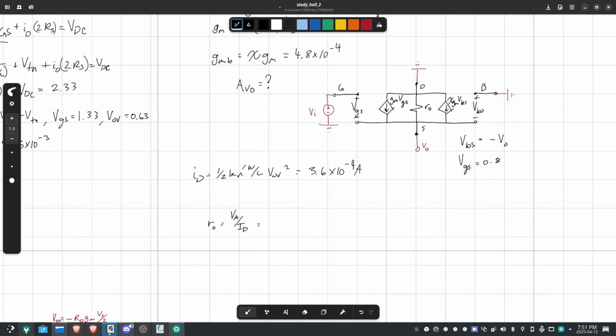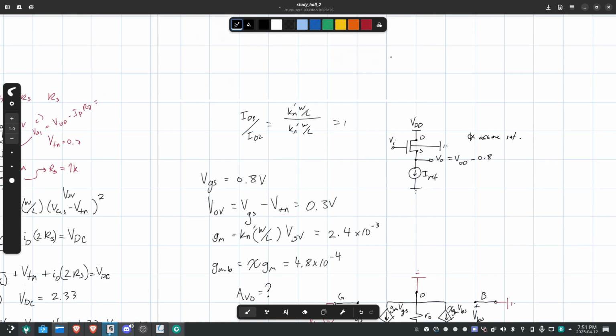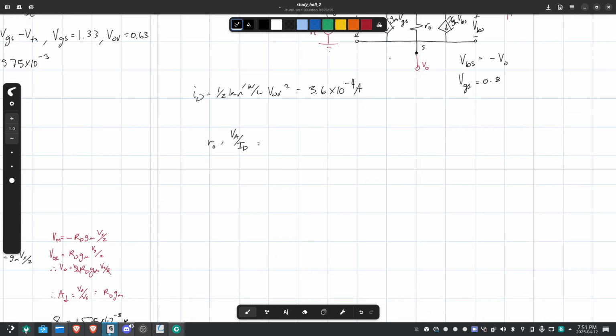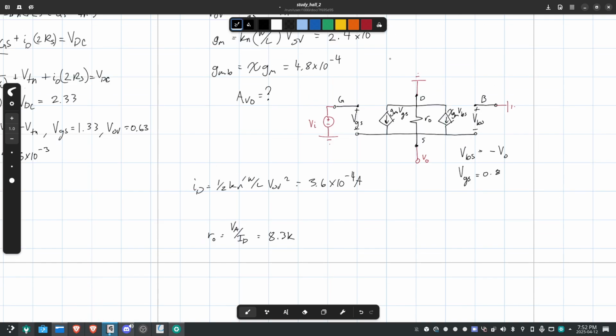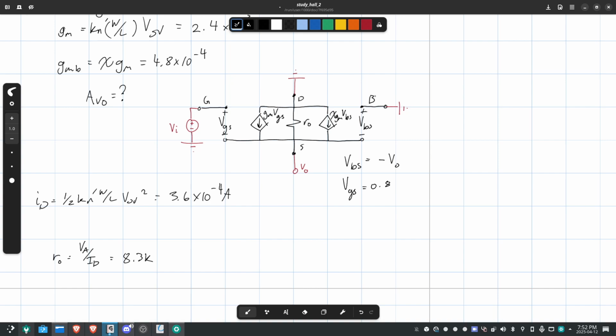And now we could find RO. VA is 3 volts divided by 3.6 times 10 to the negative 4, and we get 8.3K. So we know our RO. We found our RO, we found our GM, VGS, and we know all of these other values. We can now solve this circuit.